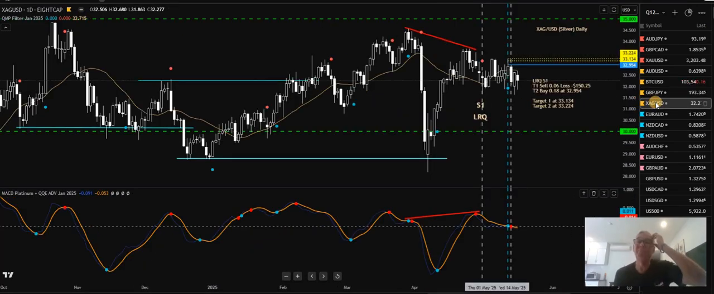Silver, XAG USD. It's also a loss recovery, LRQ. So sequence 1 was this sell, sequence 2 was this buy.